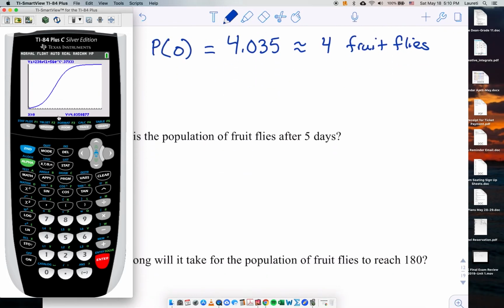Okay, part B says, what is the population after 5 days? So this one we are doing P of 5. All right, so you're going to do the same thing again. So trace 5 now. And your answer is 23.456, which is roughly 23 fruit flies.